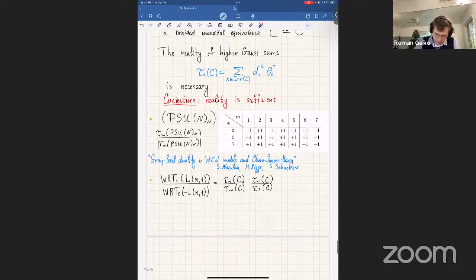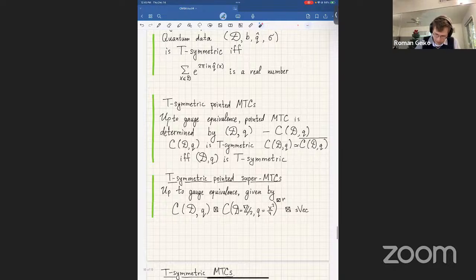I still want to go over a couple of slides. The final result will be that the symmetric pointed super MTCs are time reversal symmetric, and they have this form. By the way, you can take your time. I just want to demonstrate that after all, everything will be formulated in the usual terms.